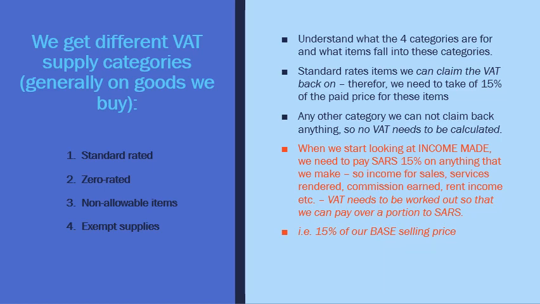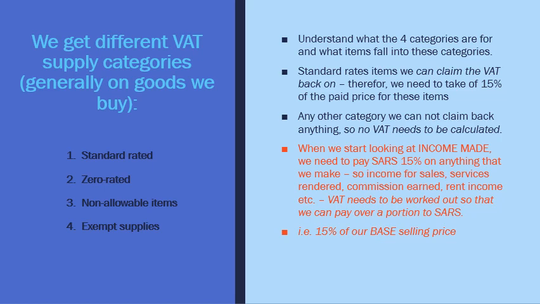So no VAT needs to be calculated. This is very relevant for Learning Unit 4. Those 3 categories are zero rated items, non-allowable items, and exempt supplies. The reason why we're not going to claim back any VAT, so you don't need to calculate it, is because zero rated items have a 0% VAT rate, which means 0 means nothing. So if I buy fresh fruit and I pay 15 Rand, there is 0 VAT. So there's no VAT I need to work out.